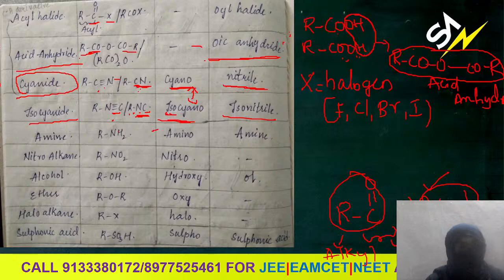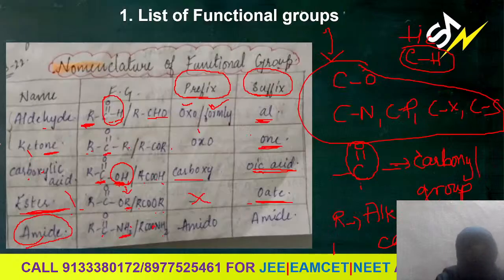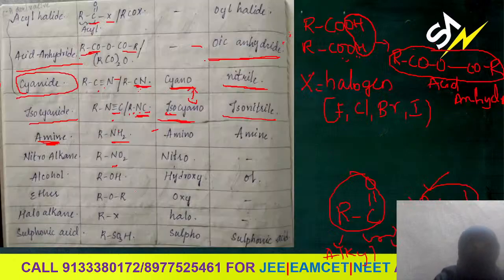Next, you can find R attached to NH2. Wherever you find NH2, please call the compound an amine. Do not get confused between amide and amine. You can see the last one is RCONH2, which is CONH2, and if it is simply NH2, it is known as amine. So please make a difference between amide and amine. Amide is CONH2, whereas amine is NH2 only. Again, the prefix is very easy, amino, and the suffix is amine.